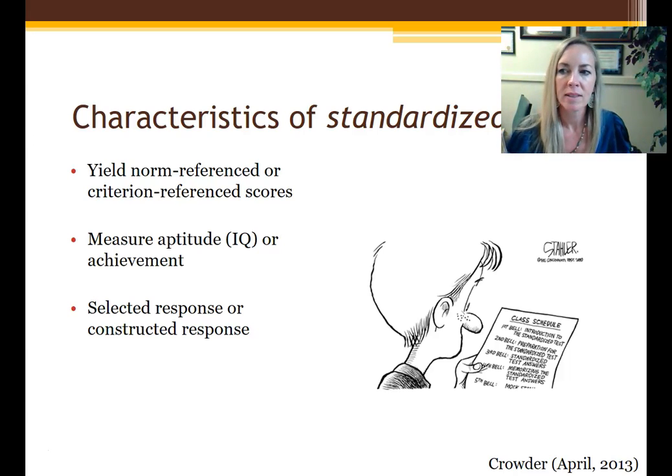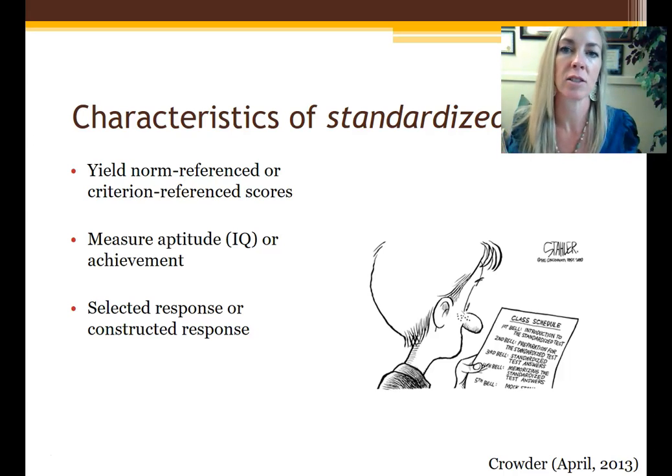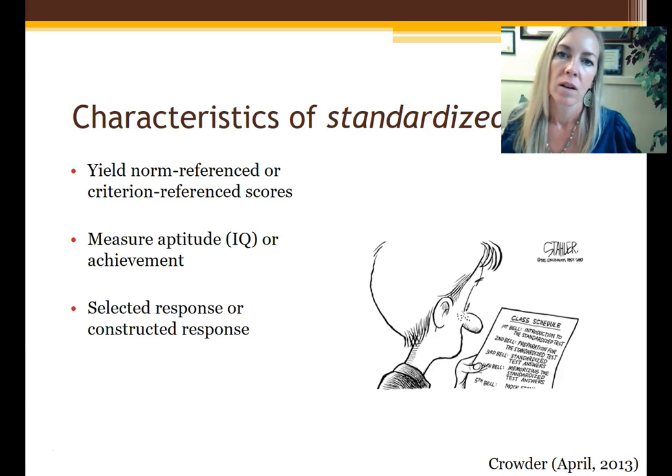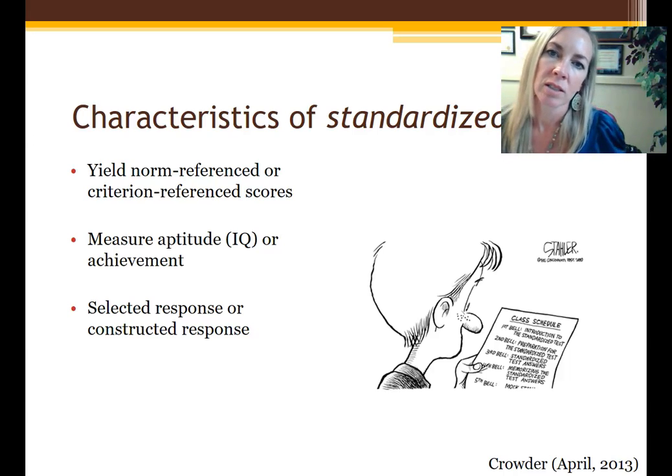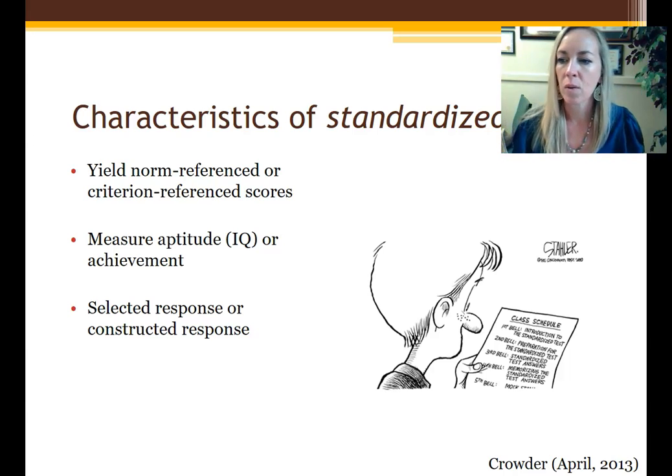So we use these kind of standardized tests to measure aptitude, which is an IQ test, cognitive ability, or achievement, which would mean, in terms of skill level, how is the student performing in, say, math computation, addition, subtraction, multiplication. And that would go across other content areas such as reading, language, written expression, or oral language.